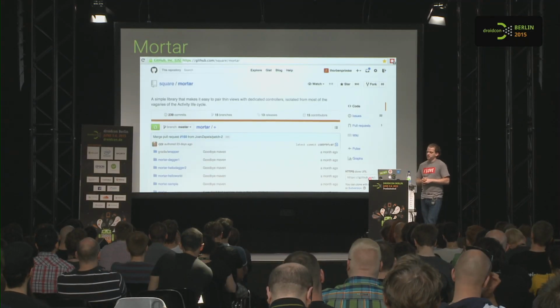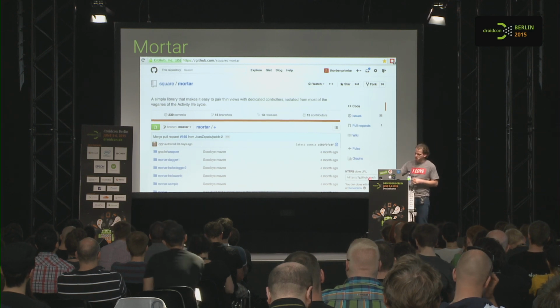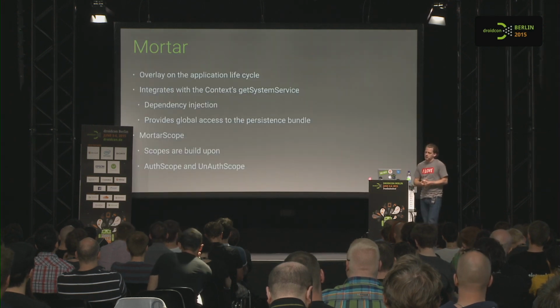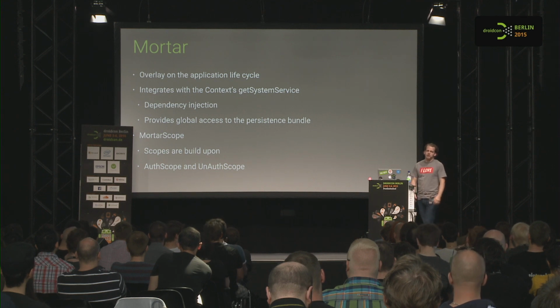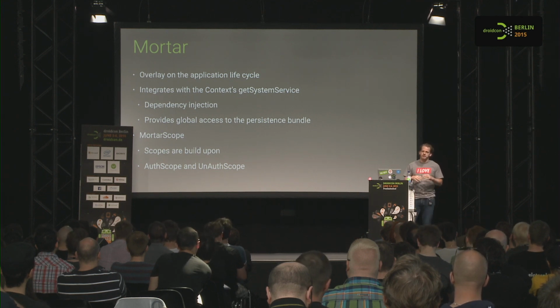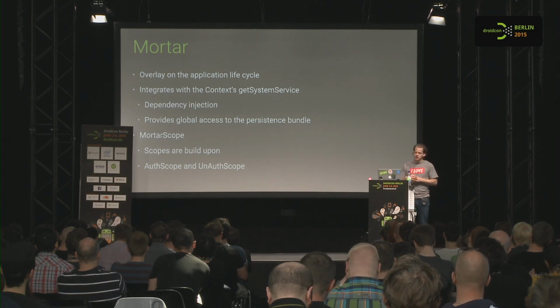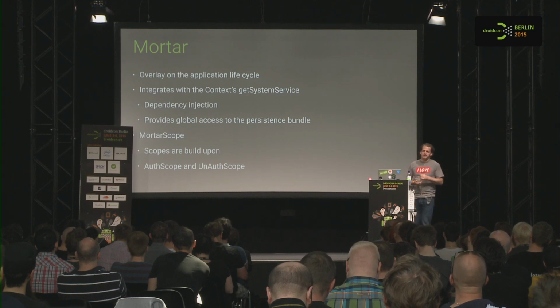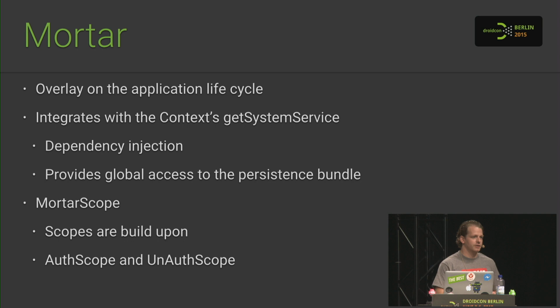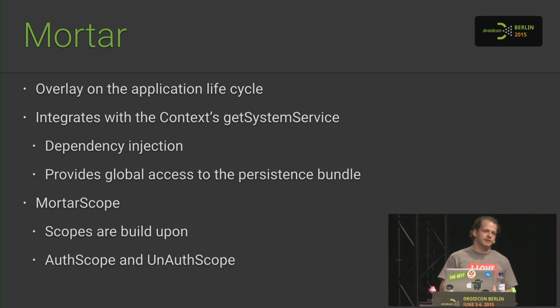Mortar is the second piece of it, also from Square on GitHub. It provides an overlay on the application lifecycle and shields a lot of it from your presenter. But it provides access to things like a bundler service. So any of your classes can now store things in a persistence bundle. And it also works very nicely with Dagger.